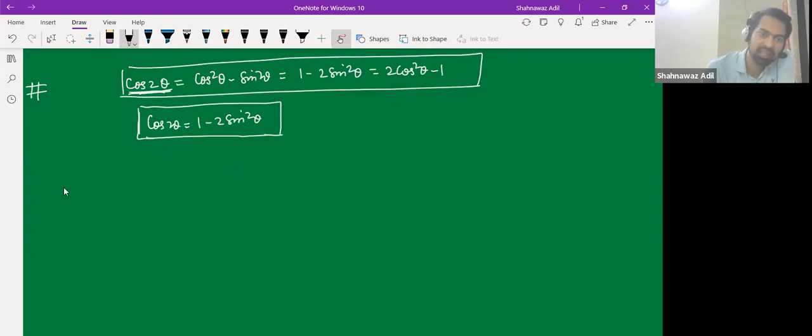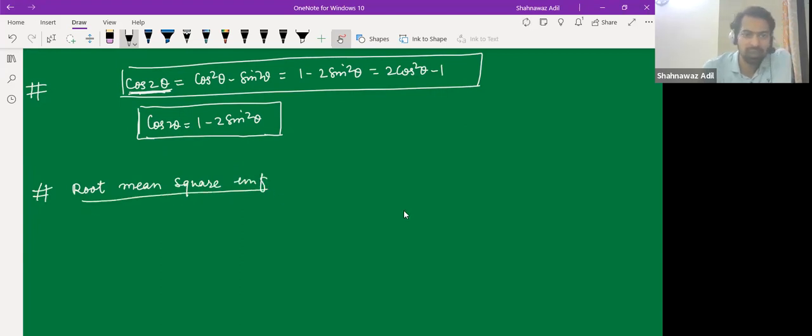So the next thing that we want to calculate is root mean square EMF, right? What is root mean square EMF?